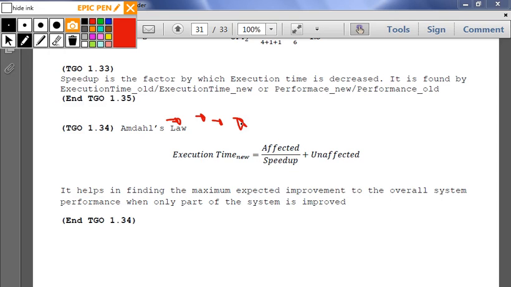But classes B and C were not affected, right? So that becomes your unaffected time.